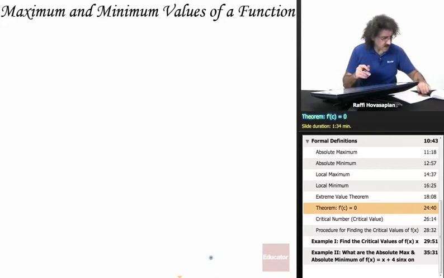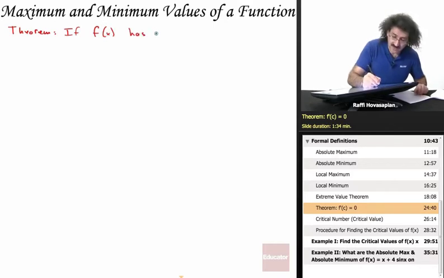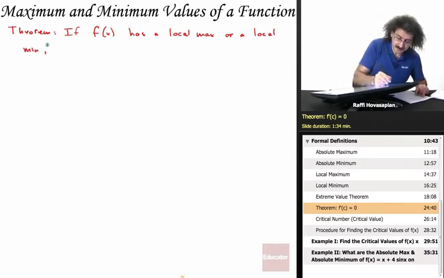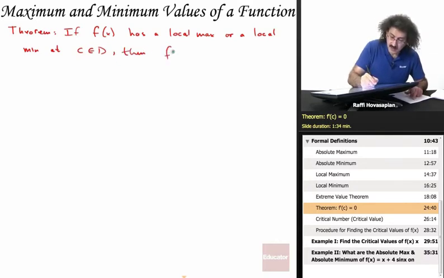So let's move on. Now, one more theorem here. Let's go ahead and leave it in red. Okay, if f of x has a local max or a local min at C in the domain of the function, then f prime at C is equal to 0.